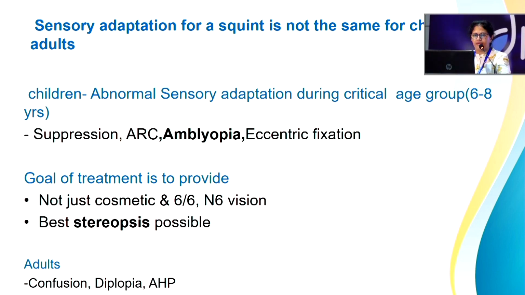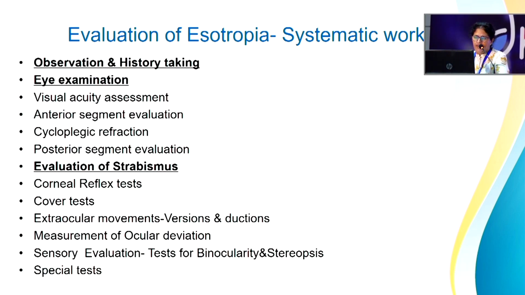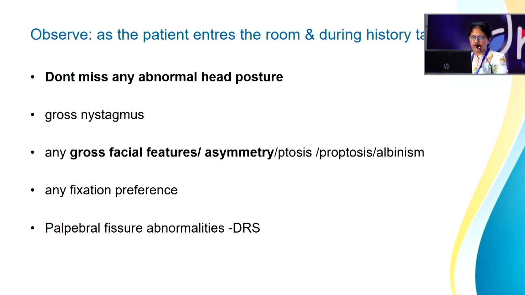So, as you all know, the sensory adaptation in a case of squint is not the same for children and adults. Children can have abnormal sensory adaptation during the critical age group, especially amblyopia and absence of stereopsis. So the goal of the treatment is not just to provide cosmetic correction and 6/6 vision, but to provide the best stereopsis possible. So this is Dr. von Noorden's classification. And a proper systematic workup is required to arrive at a diagnosis and manage.